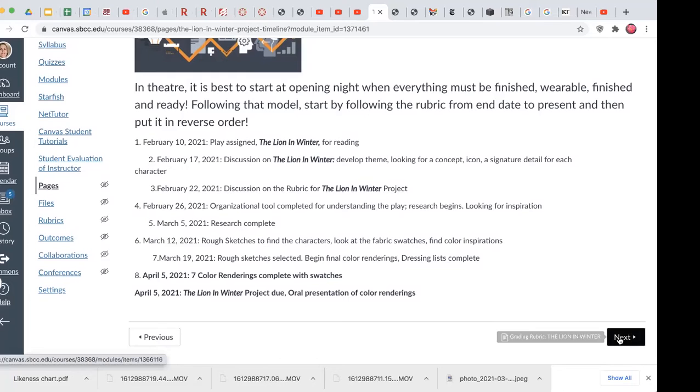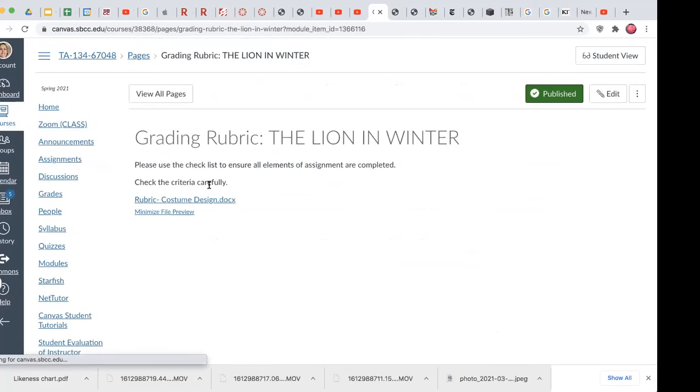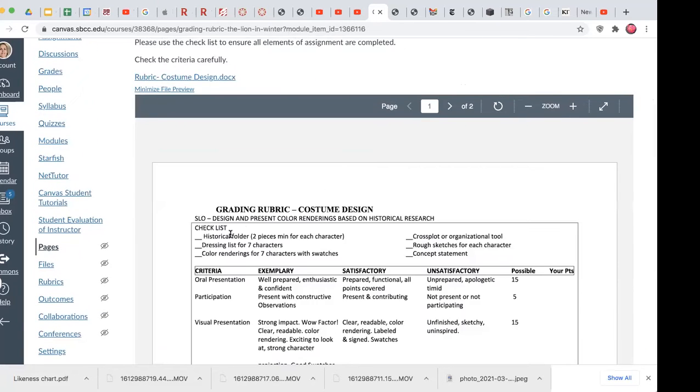Remember, here is our rubric. And this gives you your checklist, your historical folder with your 2 pieces for each character, your dressing list for the 7 characters, your color renderings for the 7 characters, and your rough sketches for the characters, your concept statement, your cross plot or organizational tool.